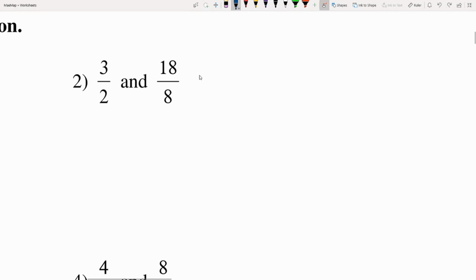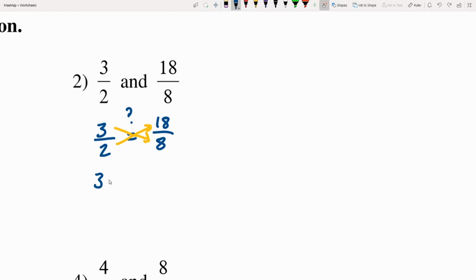If they're equivalent, then we're saying that 3 halves is equal to 18/8. That is what we're questioning. So I'll put a question mark above that because we do not know if this is true or not. And I think an easier way to figure this out is by cross multiplying. So we're going to multiply 3 to 8, and we're going to multiply 2 to 18. If 3 times 8 equals 2 times 18, then we know that those are equivalent.